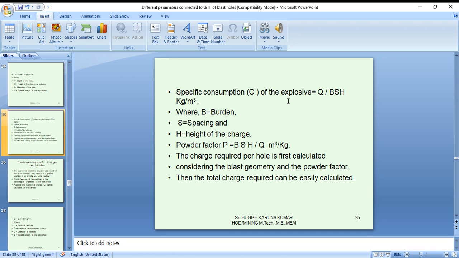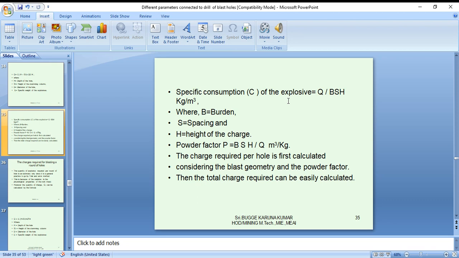Powder factor. What is meant by powder factor? It is BSH divided by Q. This is the opposite of the specific charge, that is BSH by Q, in meter cube per kg. The charge required per hole is first calculated considering blast geometry and the powder factor. Then the total charge required can be easily calculated. So this is a simple calculation of powder factor and specific charge.